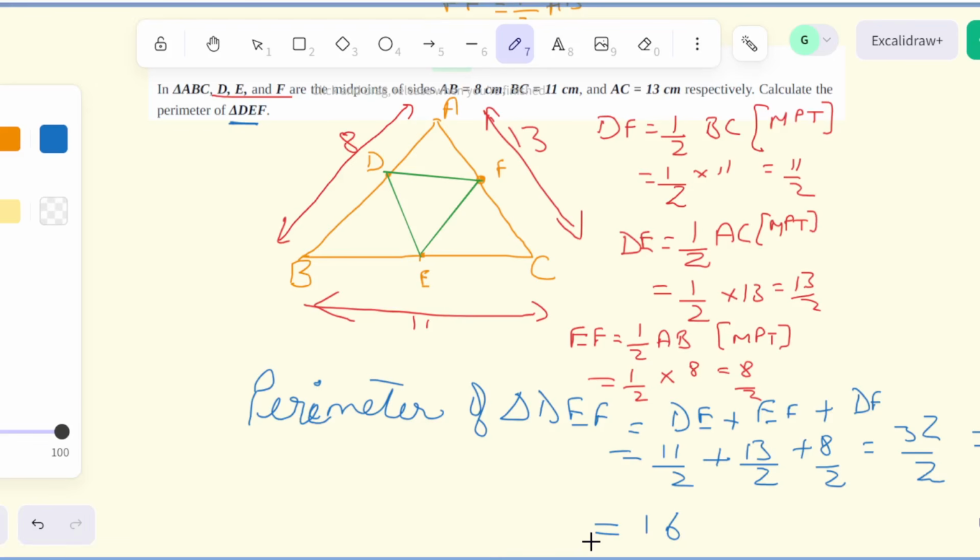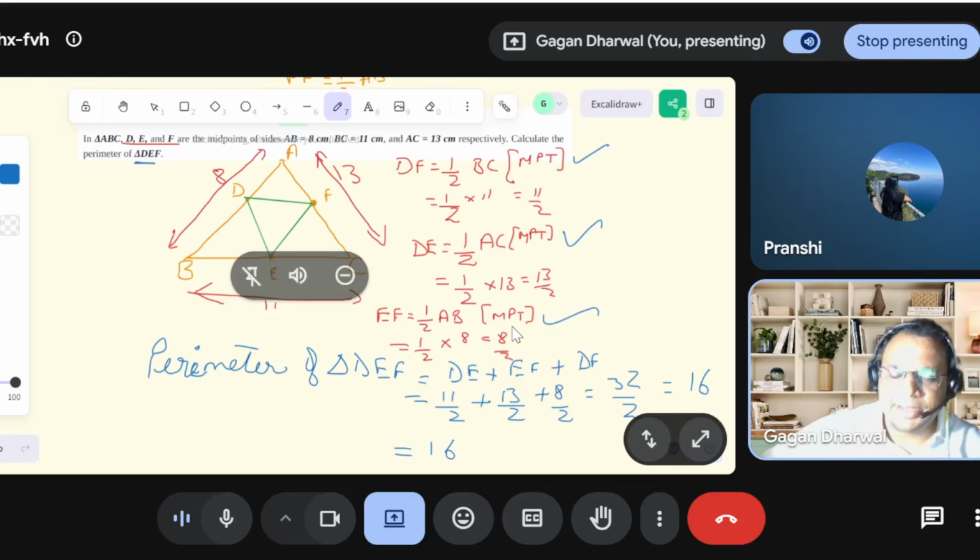So how have we done this question? We used the midpoint theorem. The midpoint theorem says that if a line joins the midpoints of two sides of a triangle, that line will be parallel to the third side, and lengthwise it will be half of it. So we used that concept, and we were able to find all the sides of triangle DEF. Perimeter is nothing but the sum of all the sides, so we added all the sides, and that came out to be 16. Any doubts, Prashi?